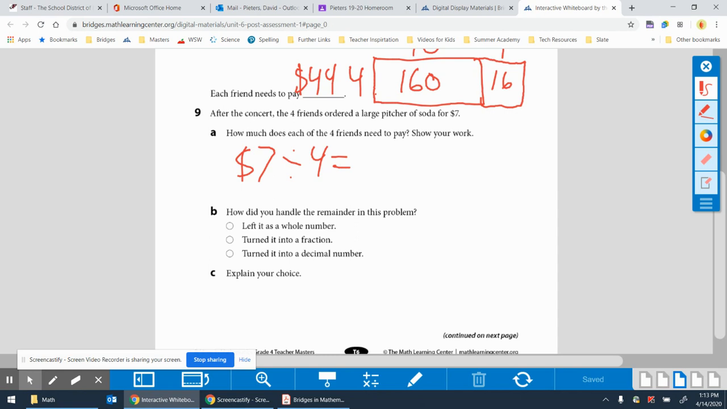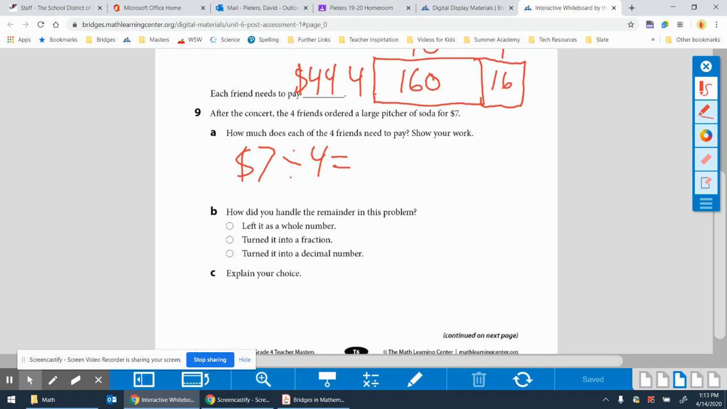Now, with this, once again, we're doing money here. So we're dividing between our 4 friends. And so what we could do is say, well, there's 4 friends. Each friend needs to pay at least $1. Okay? Because 4 friends each paying $1 gets us to $4. That would leave $3 left over for them to each pay.